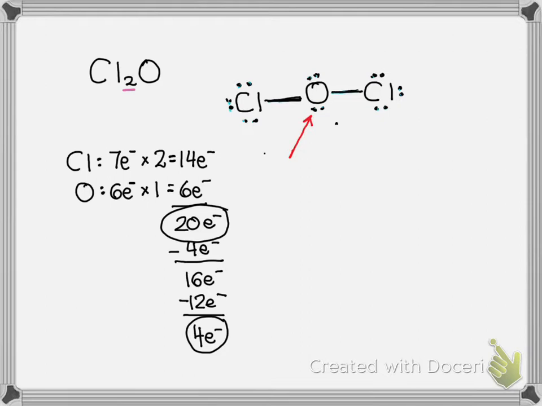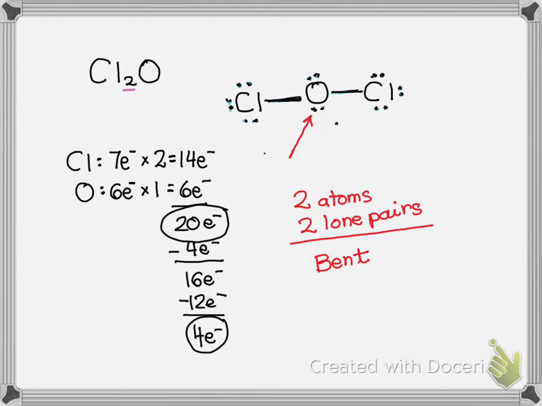If I look at oxygen, it has 2 atoms that surround it because it has a chlorine on each side. And it has 2 lone pairs. So using the table of shapes in your textbook or that was handed out in class, something that has 2 atoms and 2 lone pairs is the shape bent. Sometimes this could be called tetrahedral bent as well, because there's actually 2 bent structures.